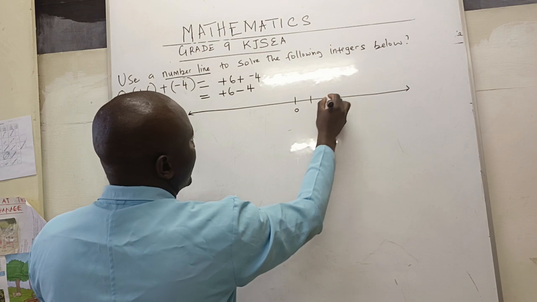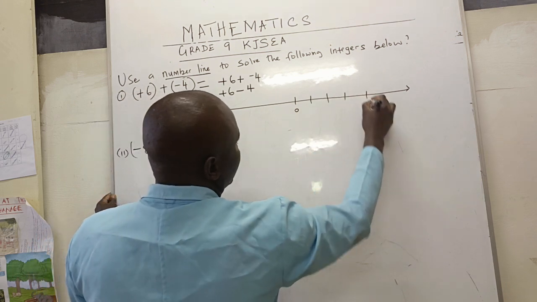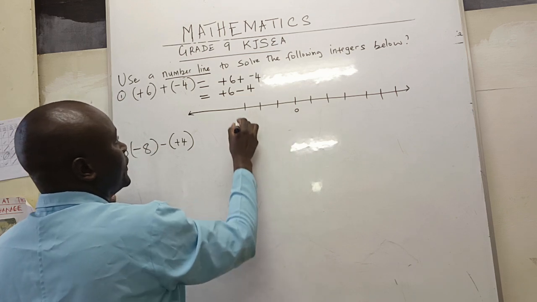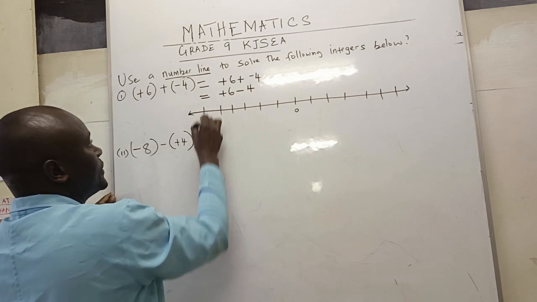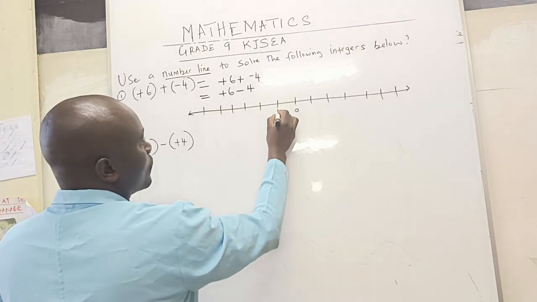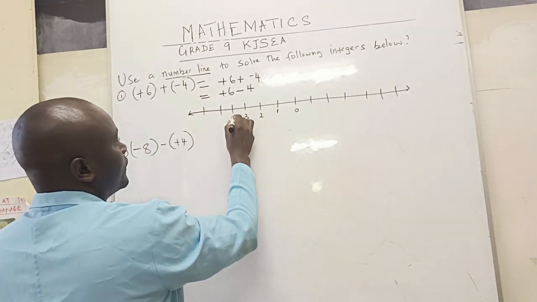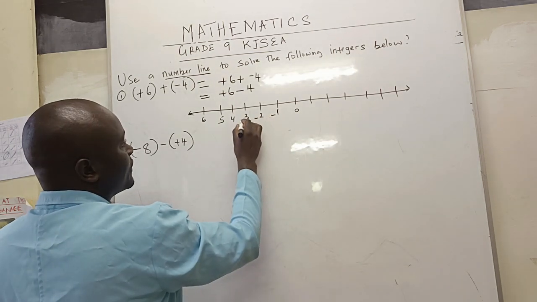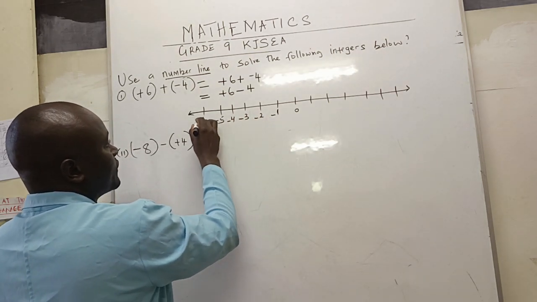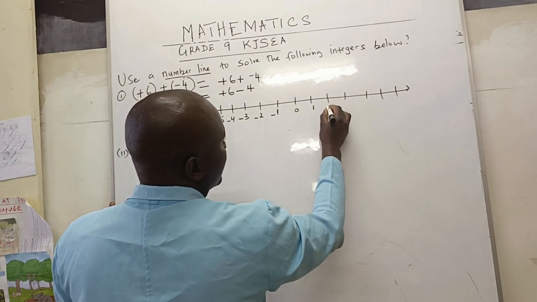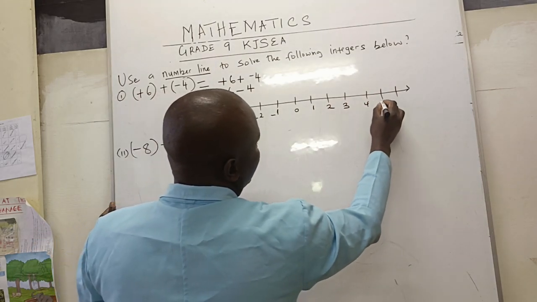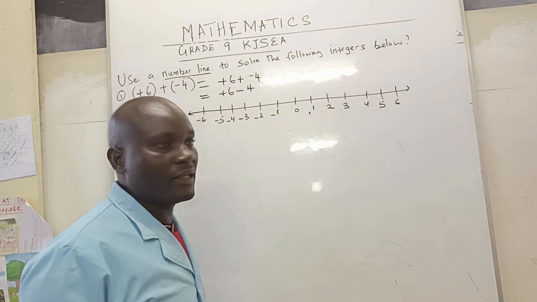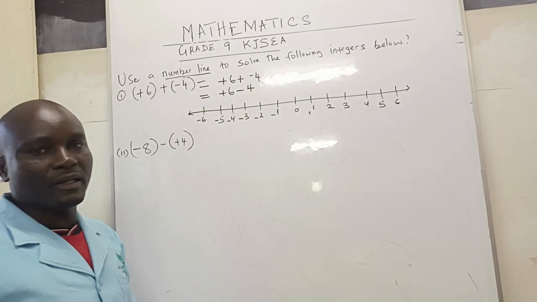0, 1, 2, 3, 4, 5, 6, and 1, 2, 3, 4, 5, 6 on the other side. These are negative, negative, negative, negative, negative, negative. These are positive, 1, 2, 3, 4, 5, 6. The right hand side are positives and the left hand side are negatives.